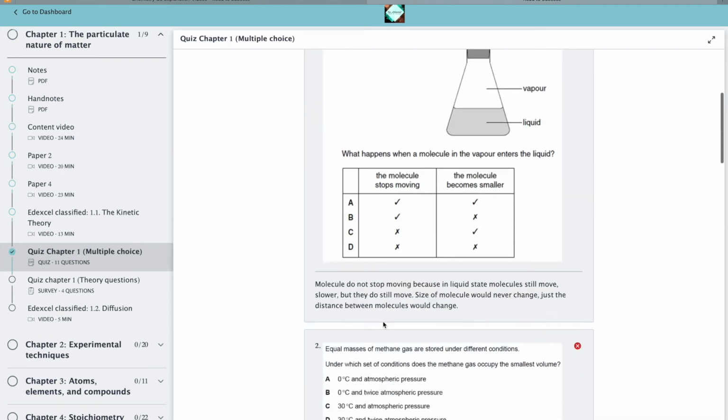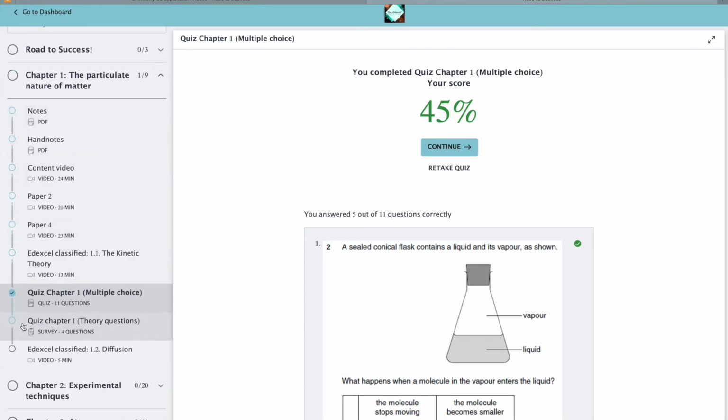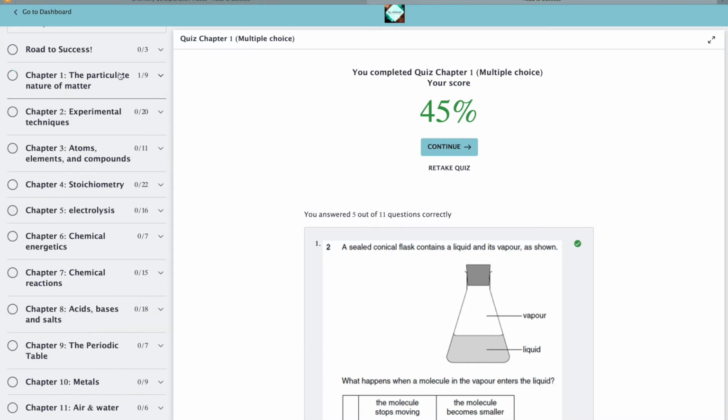And okay, so here you go. I got a 45% on chapter 1 here. All right, so this was chapter 1. So if you've been that far, congratulations, you finished chapter 1. Chapter 1 is small, and so this is just a really tiny piece of the syllabus. And then next you're going to have chapter 2.